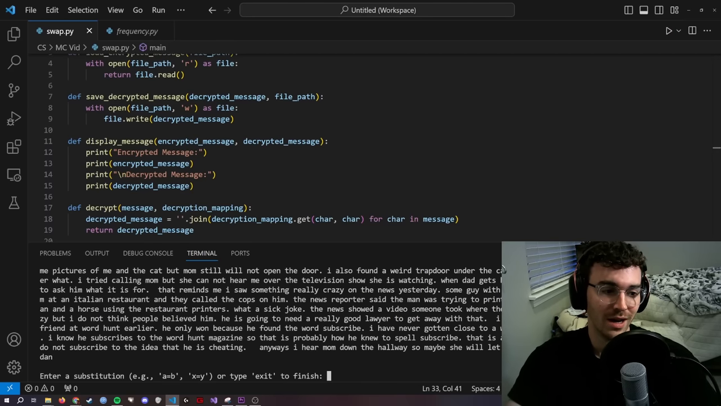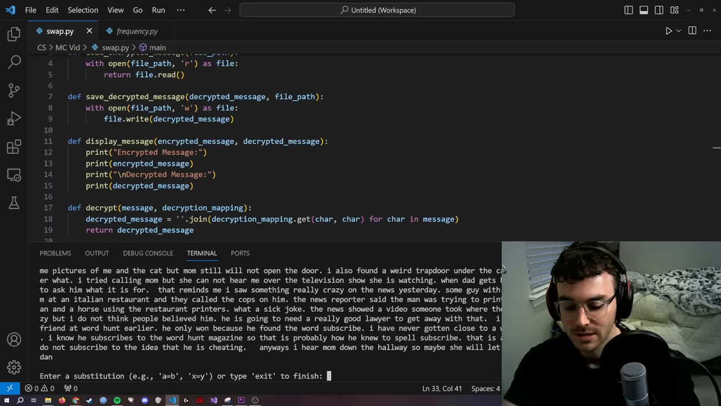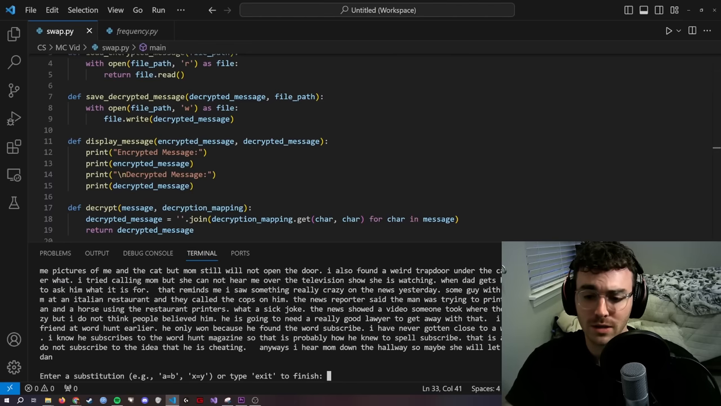I got really close to beating my friend at Word Hunt earlier. He only won because he found the word subscribe. I have never gotten close to a word as long as subscribe before. I know he subscribes to the Word Hunt magazine, so that is probably how he knew how to spell subscribe. Okay, equals X. Expensive subscription, but I do not subscribe to that idea that he is cheating.